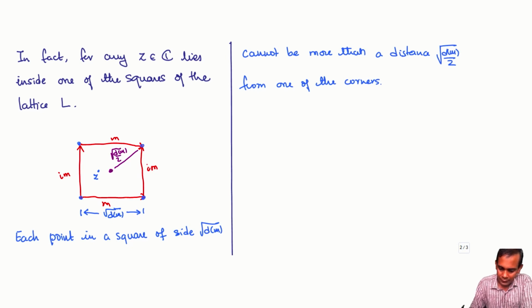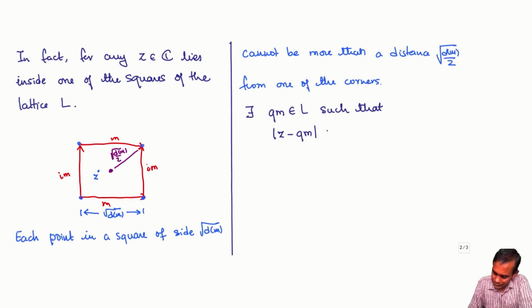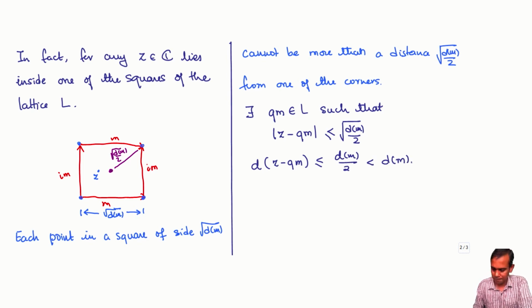So there exists qm belonging to L such that the distance from z to qm is at most square root of d m divided by 2. In other words, d of z minus qm is less than or equal to d m divided by 2, which is strictly less than d m. So every complex number is close enough to one of these lattice points.